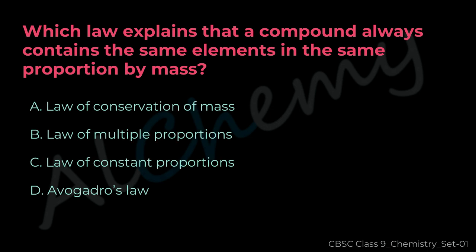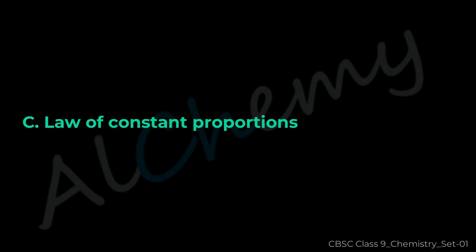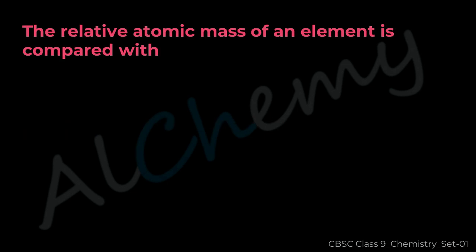Question 9. Which law explains that a compound always contains the same elements in the same proportion by mass? A. Law of conservation of mass. B. Law of multiple proportions. C. Law of constant proportions. D. Avogadro's law. The correct answer is C. Law of constant proportions.